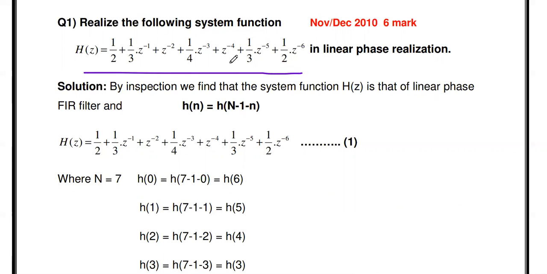So first we have to check. You already know, if you want to realize an FIR filter in linear phase realization, first the given filter must be a linear phase filter. So we have to check whether the given filter is a linear phase filter or not. The condition is that the impulse response h(n) = h(N-1-n). If it satisfies this condition, that filter is called a linear phase filter. So we first check this, and if it is satisfied, we can realize it in linear phase realization.